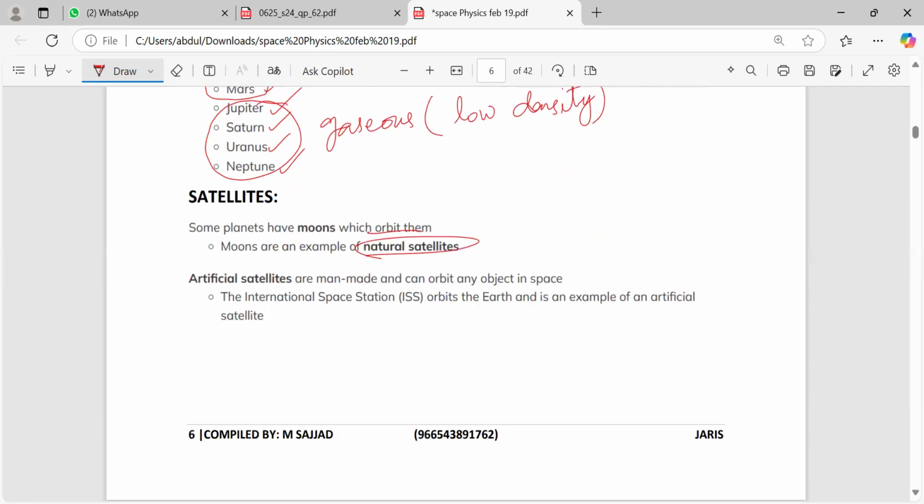Then artificial satellites are man-made and can orbit any object in space. The International Space Station, ISS, that orbits around the Earth is an example of an artificial satellite. There are many telecommunication satellites through which the transmissions are done for different television channels and satellite communication, even navigation and mobile signals. A lot of satellites are there, and they are also for weather forecasting. So these are all artificial satellites.